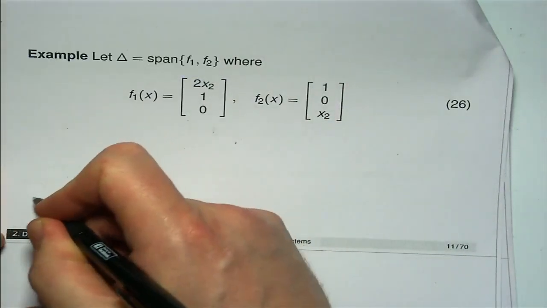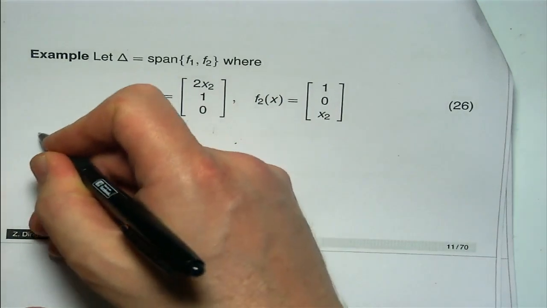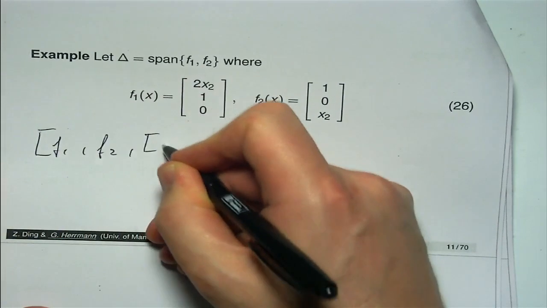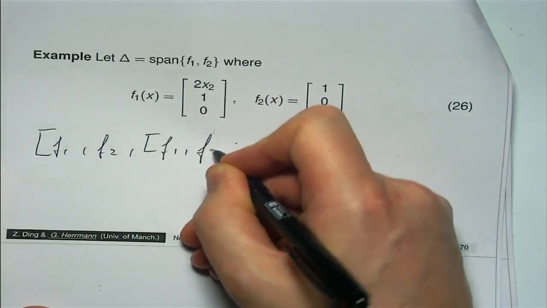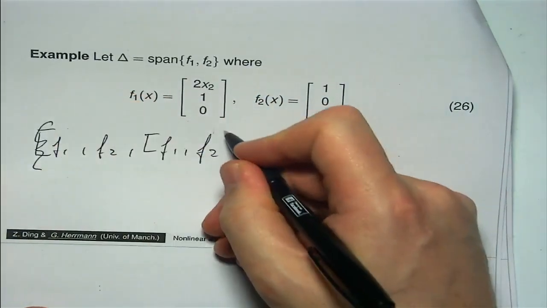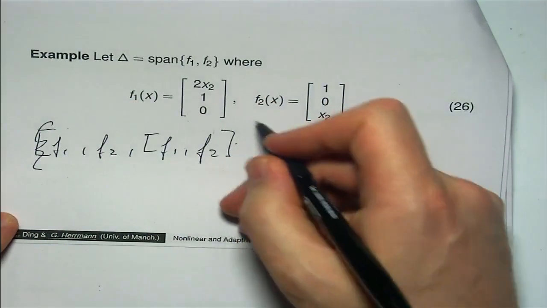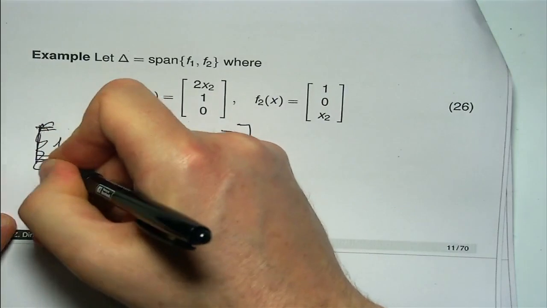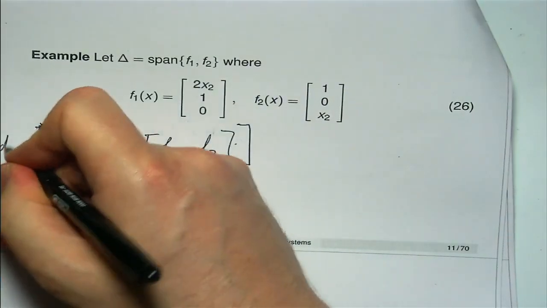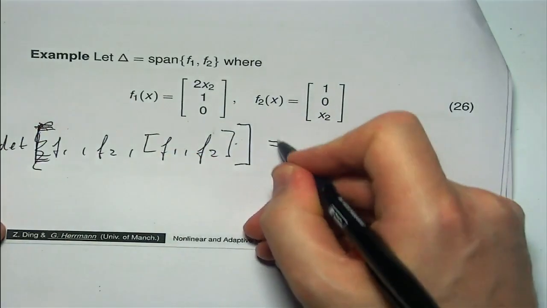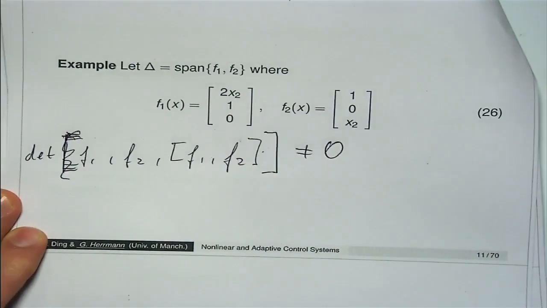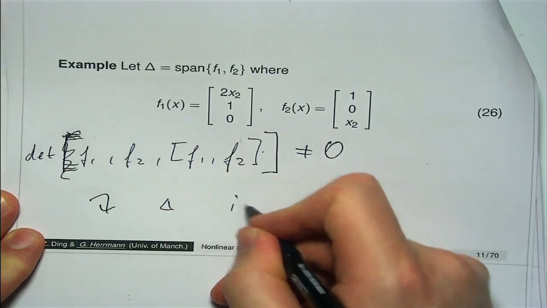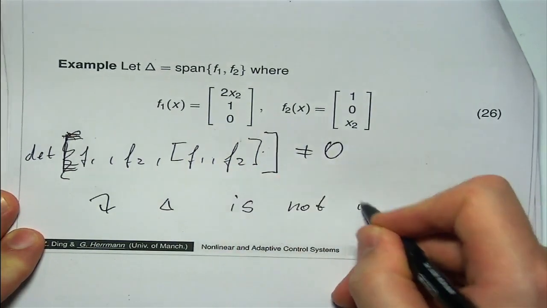So what we did was we looked at f1, f2, and we noticed that the determinant of this matrix was non-zero. Hence, delta is not involutive.